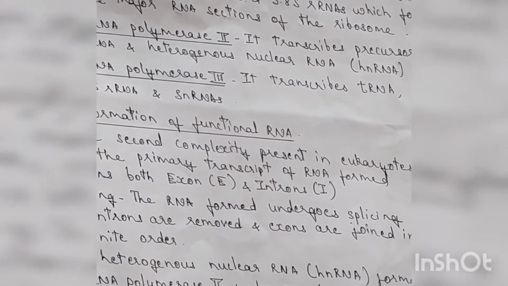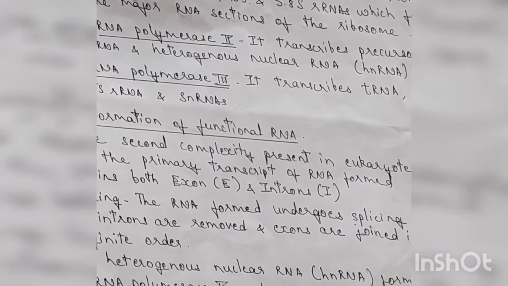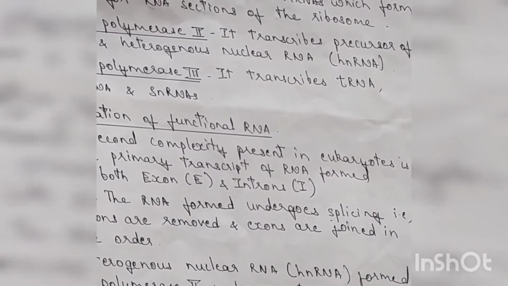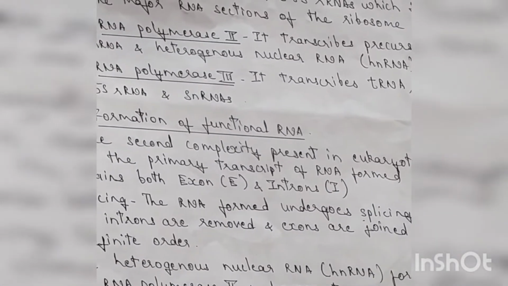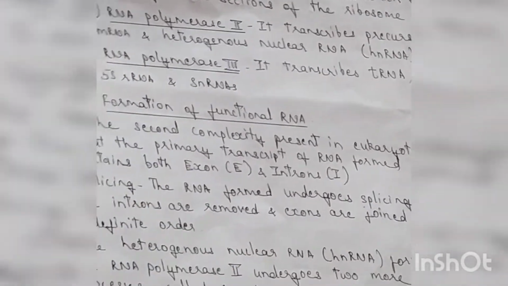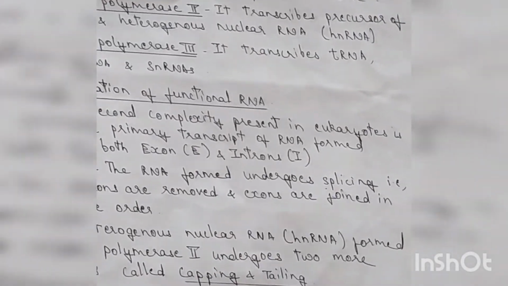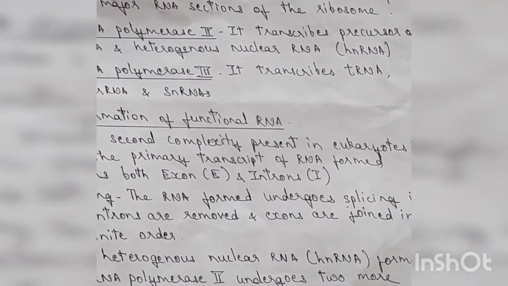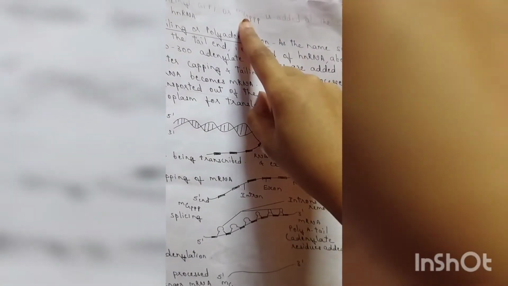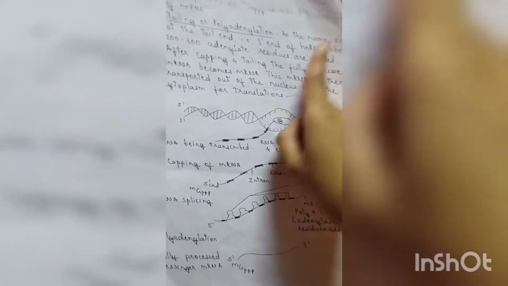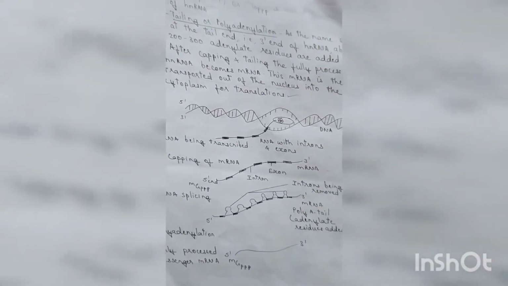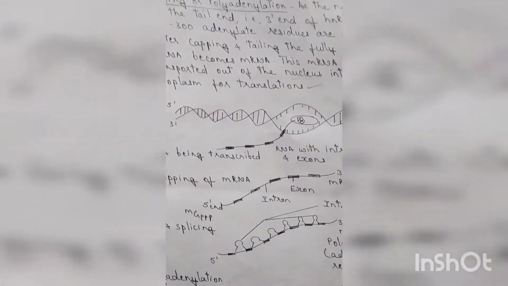The hnRNA, which is formed by RNA polymerase 2, undergoes two more processes, which are called capping and tailing. Capping means: hnRNA, heterogeneous nuclear RNA, is the precursor of mRNA. hnRNA and mRNA are produced by RNA polymerase 2 in the nucleus. Methylguanosine triphosphate, which can also be called methyl GTP, is added at the 5' end of hnRNA.